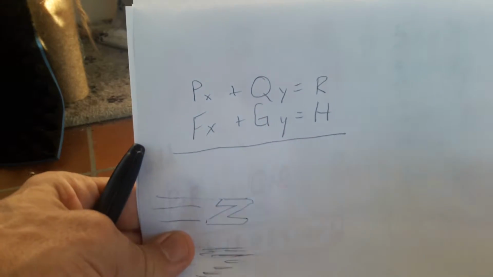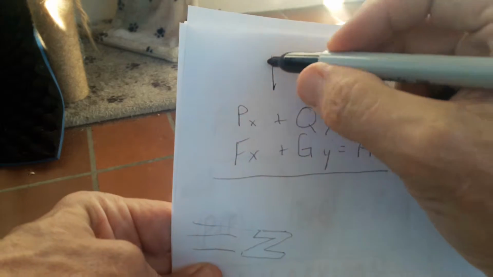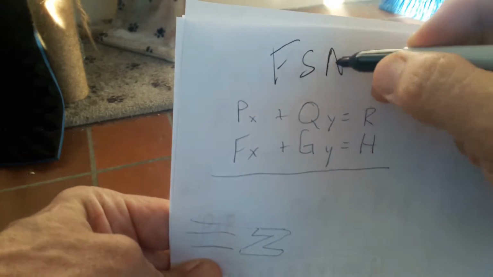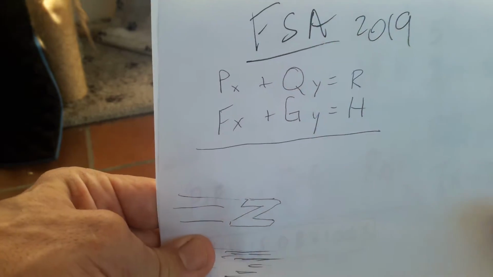This is what I call a wicked FSA algebra problem. This is the Florida Standard Assessment in 2019. Here's what happens.